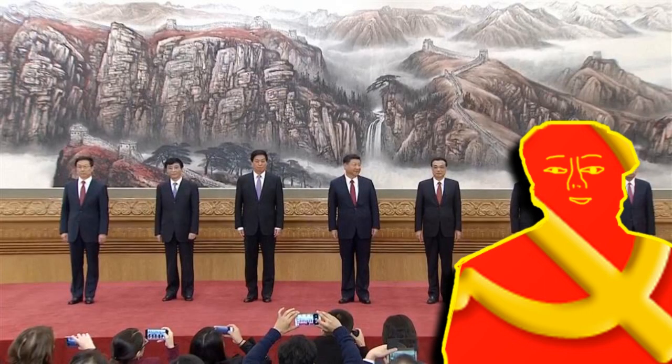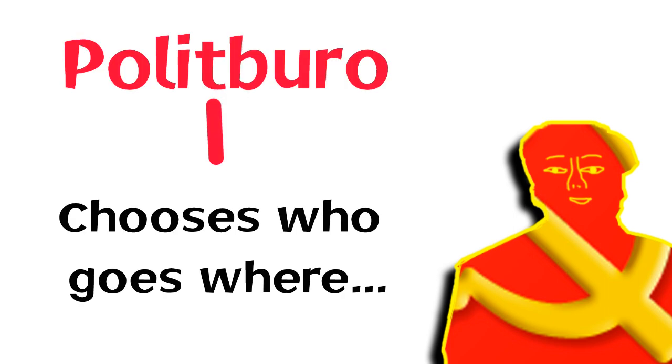And if you were a Chinese person who wanted the most amount of power, the Politburo is where you'd want to end up. And so the Politburo is responsible for choosing which people go where. Now let's go back to our tax example.